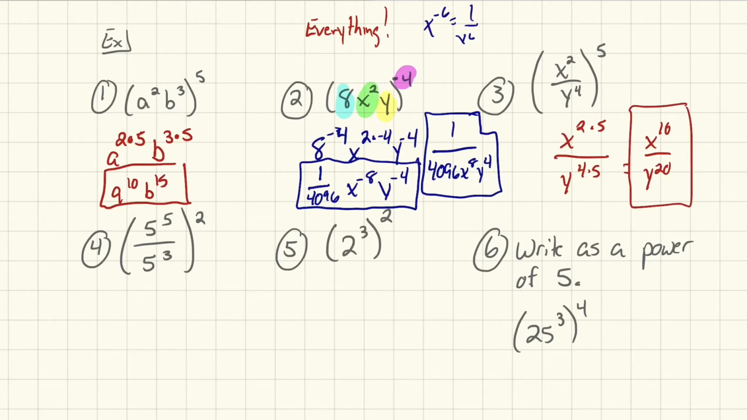And that's our simplified answer. There's nothing else to do there. It's just understanding how to handle things. All right, now in number 4, we have 5 to the 5th divided by 5 to the 3rd.